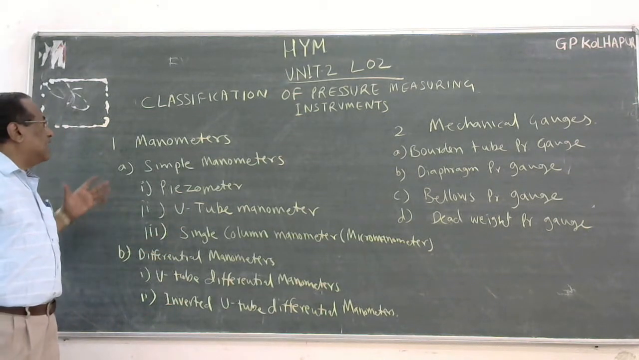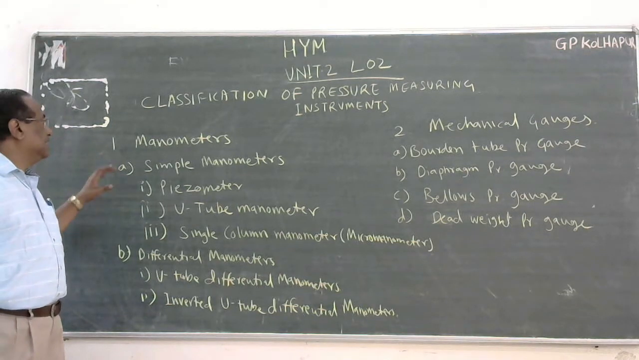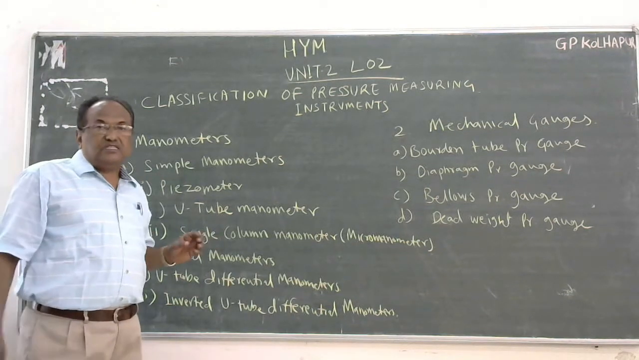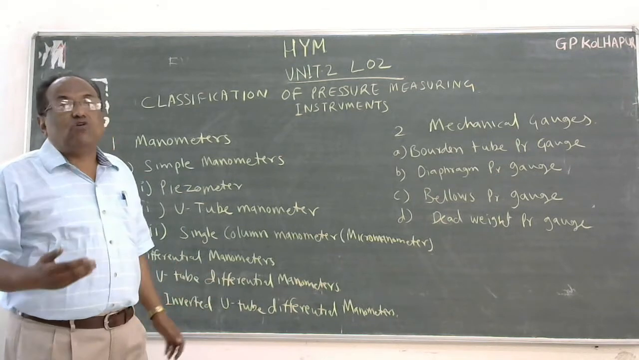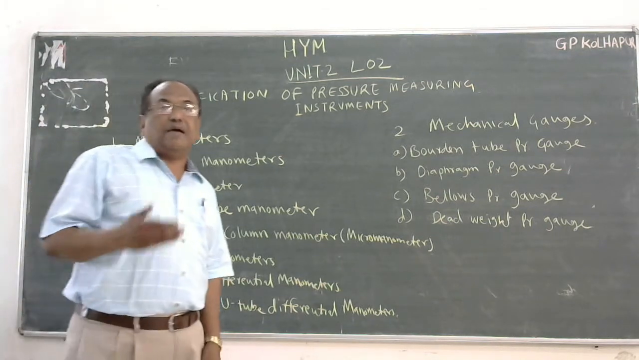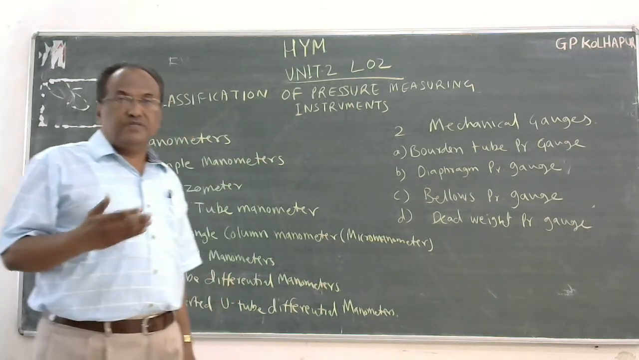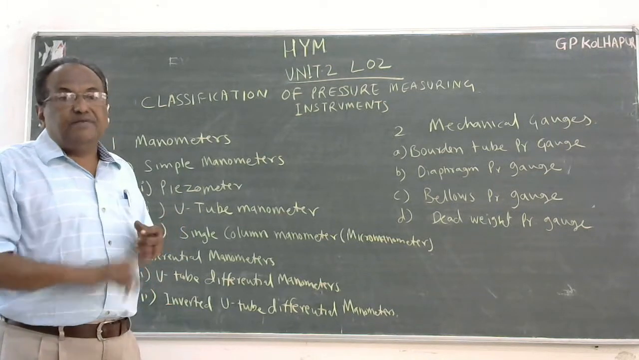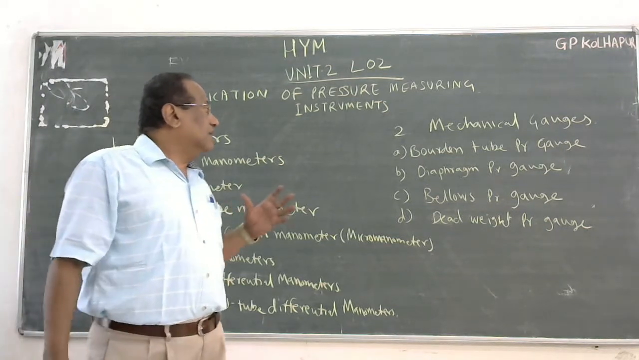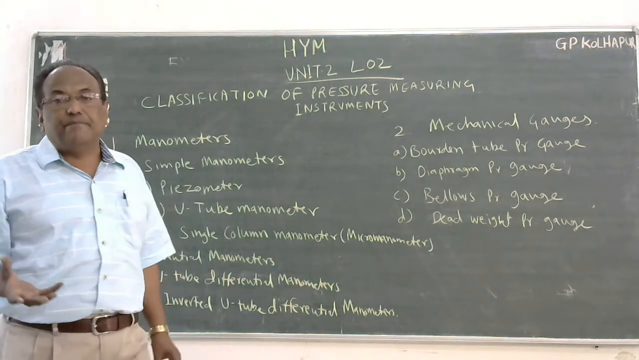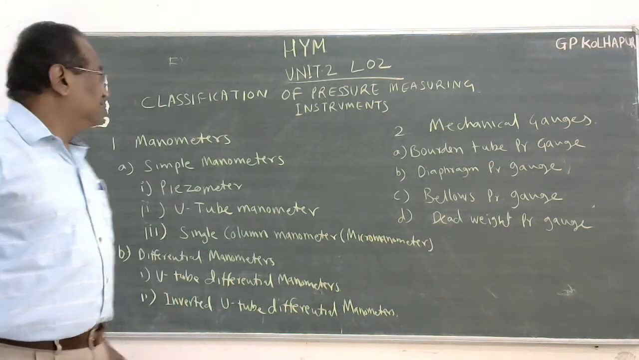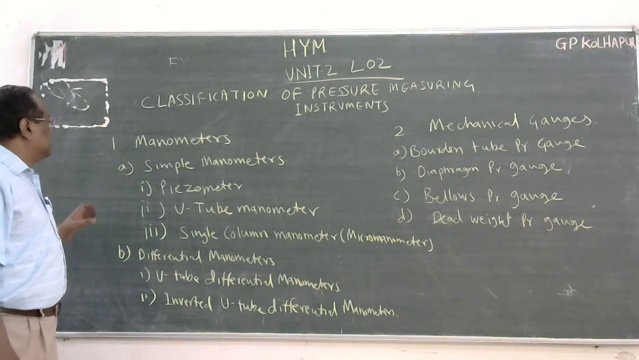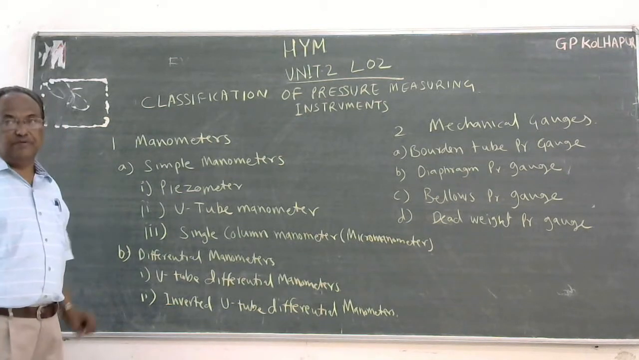Pressure measuring instruments are mainly classified under two main categories, that is manometers and mechanical gauges. In the manometers, we use a liquid column as a balancing parameter for fluid pressure. And in the mechanical gauges, some elastic member like a spring or rubber is used as a balancing member for measurement of pressure. Manometers are again classified under two main categories as simple manometer and differential manometer.